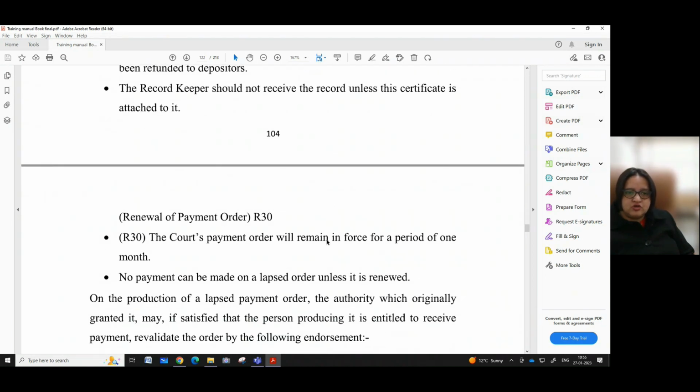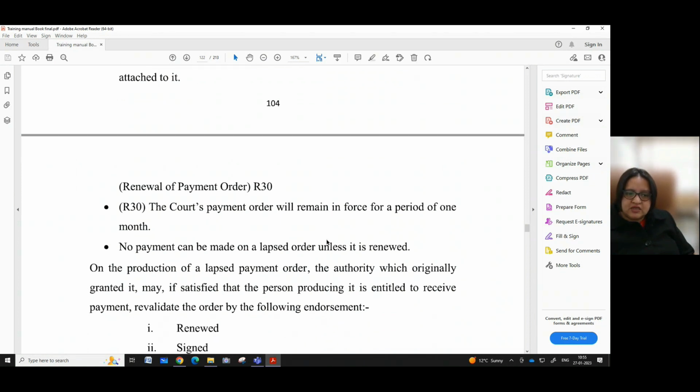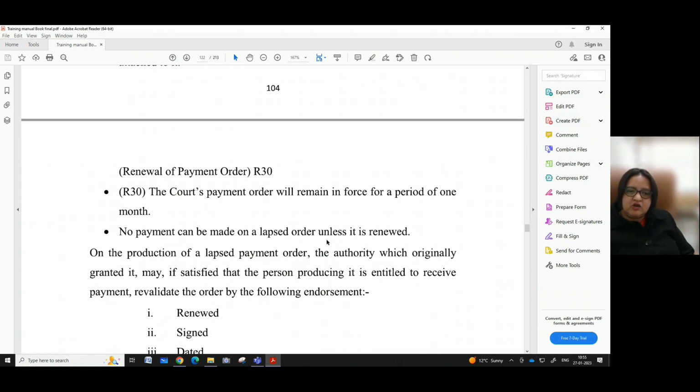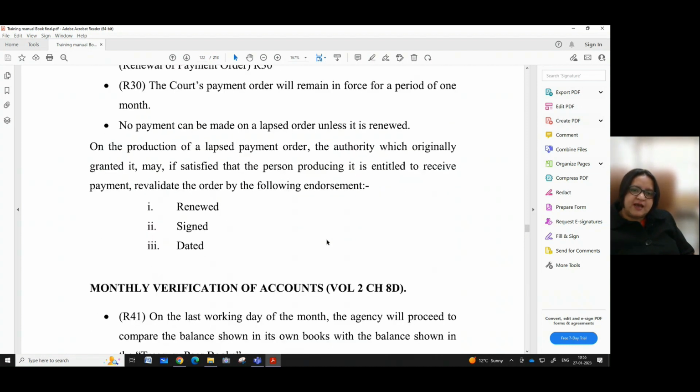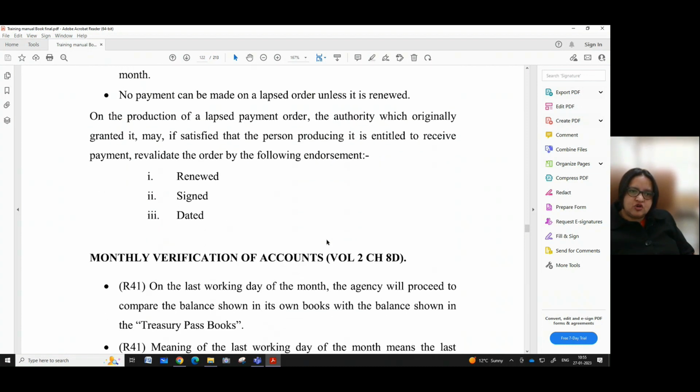Renewal of payment order, Rule 30. Rule 30 says that the court's payment order will remain in force for a period of 1 month. No payment can be made on a lapsed order unless it is renewed. On the production of a lapsed payment order, the authority which originally granted it may, if satisfied that the person producing it is entitled to receive payment, revalidate the order by the following endorsement: renewed, signed, dated.